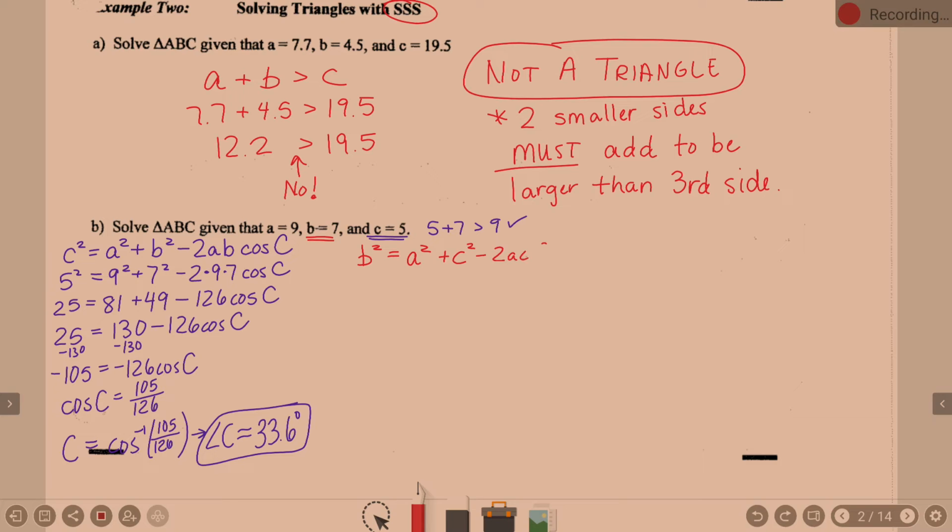B squared equals A squared plus C squared minus 2AC cosine C. Gosh darn it. I agree. Cosine B. Thank you. I would have been really confused later. Probably would have realized it when I was filling it in, though. Hopefully. 7 squared equals 9 squared plus 5 squared minus 2 times 9 times 5 times cosine of B.